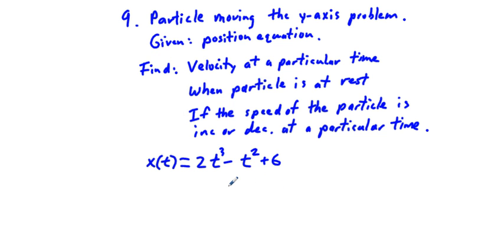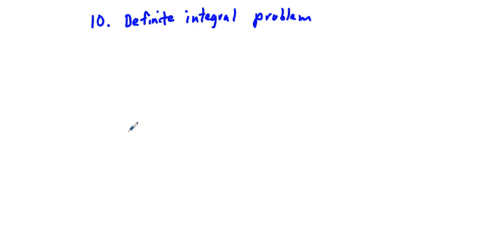If velocity and acceleration have the same signs, either both positive or both negative, the speed of the particle is increasing. 10, definite integral problem.